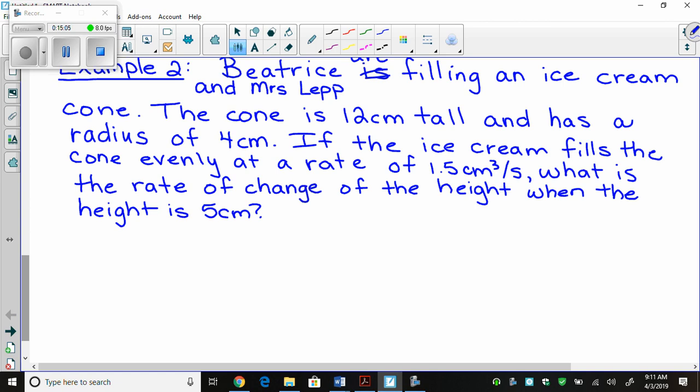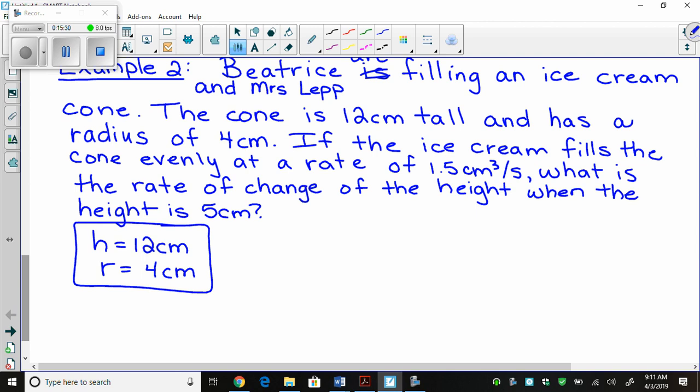So we know Beatrice and I are filling an ice cream cone. This cone is wonky. It's almost as tall as it is wide. The cone is 12 centimeters tall and has a radius of 4 centimeters. So this is a ratio of height to radius of the actual cone itself. We agree? Height to radius, cone dimensions? Yep.